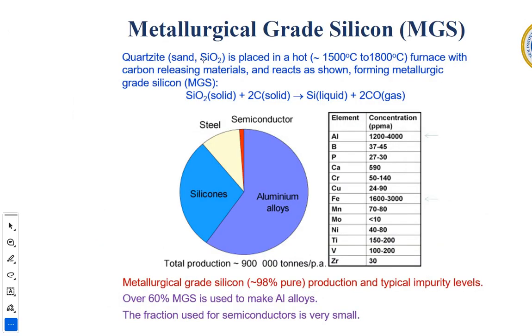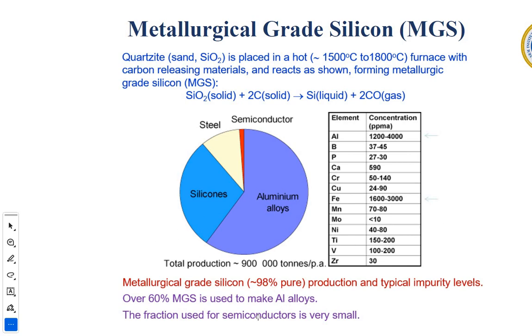To manufacture metallurgical grade silicon, MGS, quartzite SiO2 is placed in a hot furnace with carbon-releasing materials. SiO2 solid plus 2 carbon solid gives Si liquid, silicon liquid, plus 2CO gas. This forms the metallurgical grade silicon, MGS. It is nearly 98% pure. The typical impurity levels are given here.